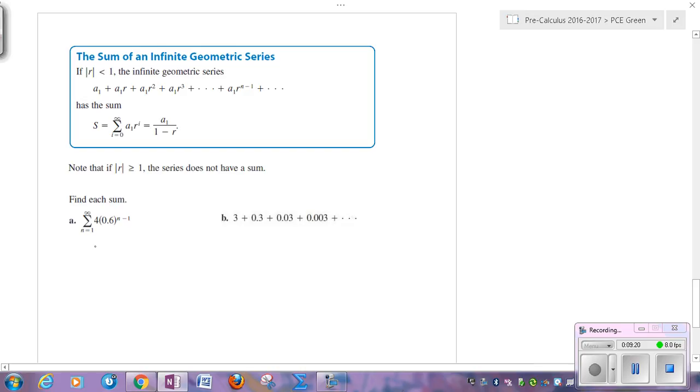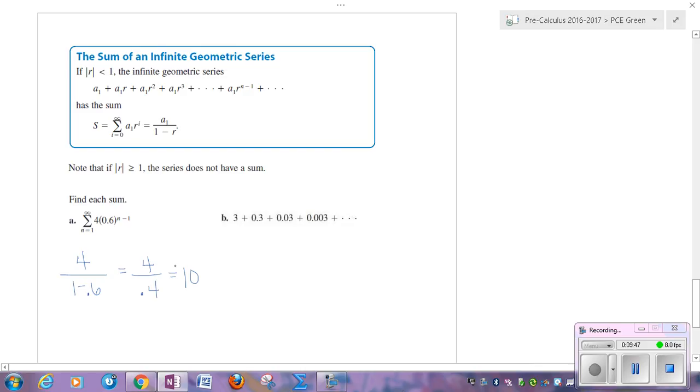Okay, so the first one here, we're going to take our first term, which happens to be 4, and then we're going to divide it by 1 minus your common ratio, which is 0.6. So that's going to give us 4 divided by 0.4, which is going to give us 10. Okay, so basically what happens is you keep adding numbers and it's just going to add up to 10 when you get done.